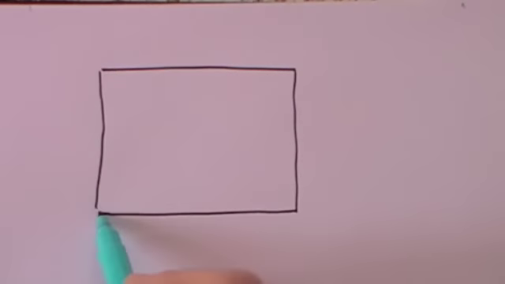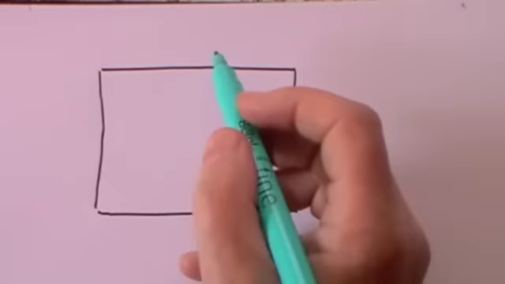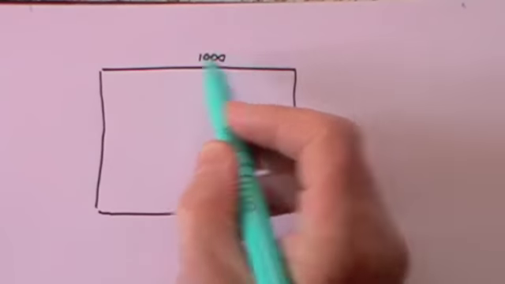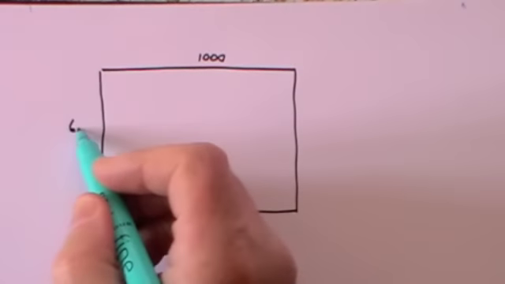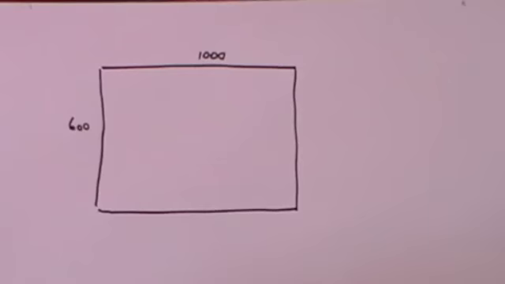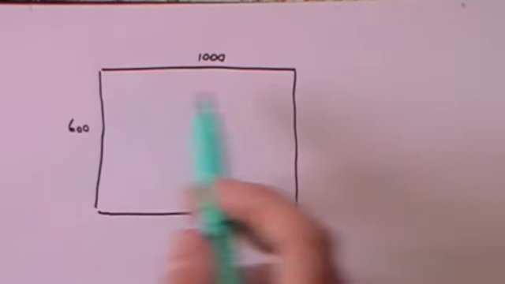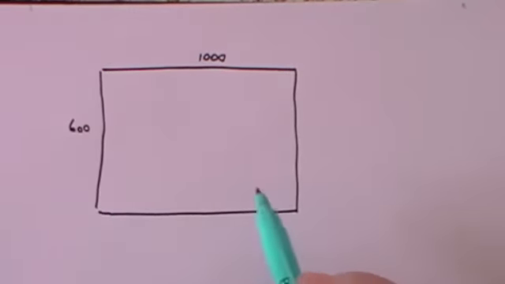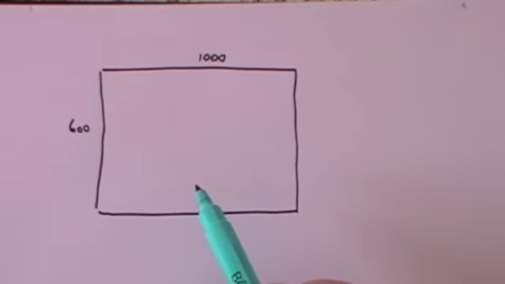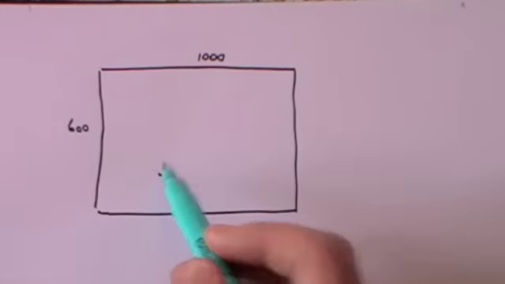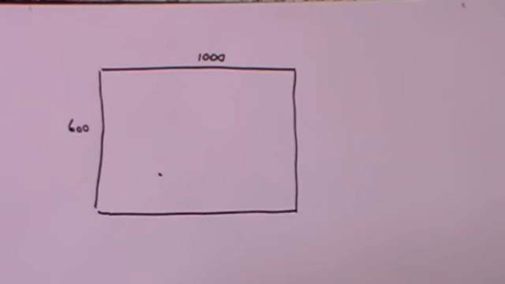This is relatively small for cameras these days, but you might have 1,000 by 600 pixels. So 1,000 divisions this way, 600 divisions this way. Each of the little squares that is caused by those divisions is called a pixel. And what essentially you're doing is each pixel will have a number in it.